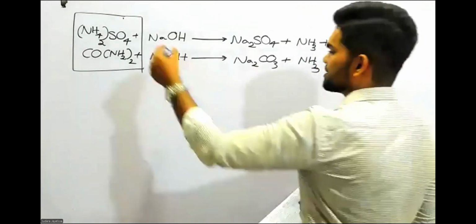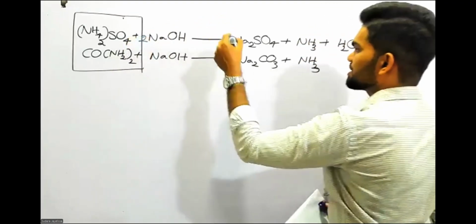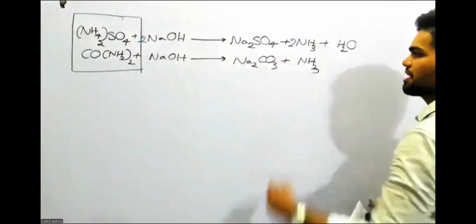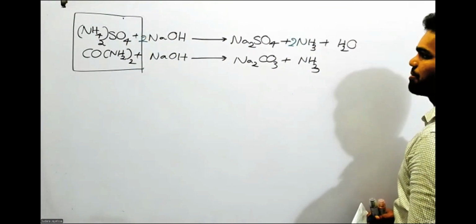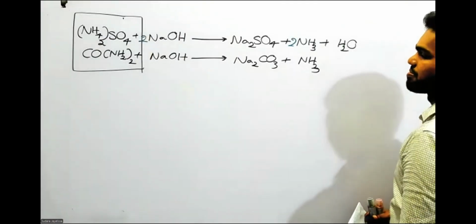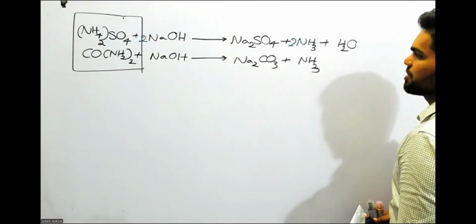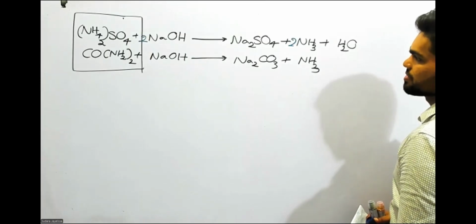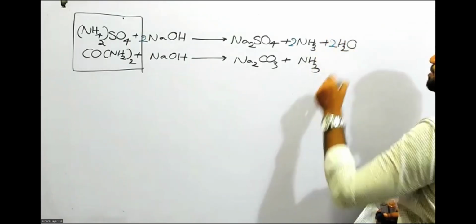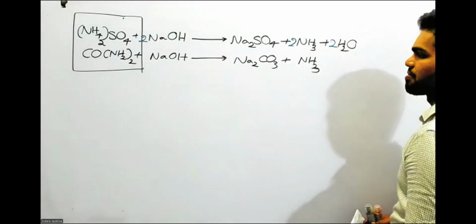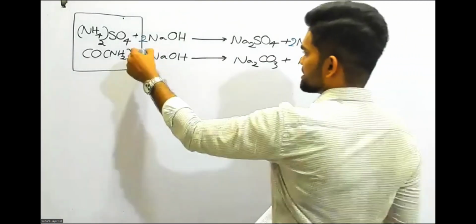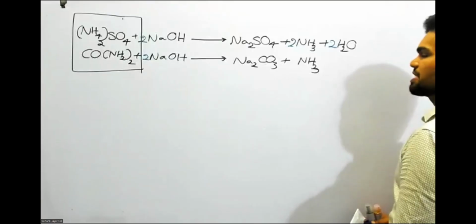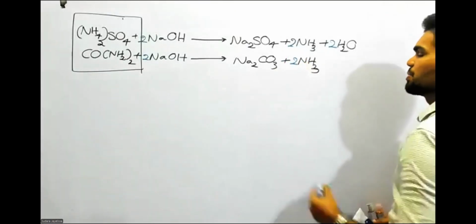So here you have to put 2 sodium hydroxide and 2 ammonia. 2 ammonia and how many oxygen you are having? 2, 6, no? So then 2 water. And for this also you can do the same way. 2 sodium hydroxide, sodium sulfate and 2 ammonia.